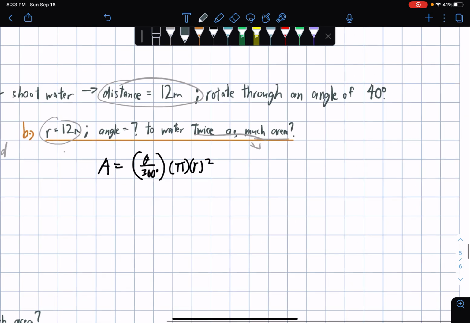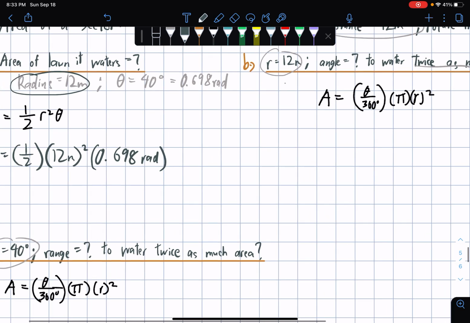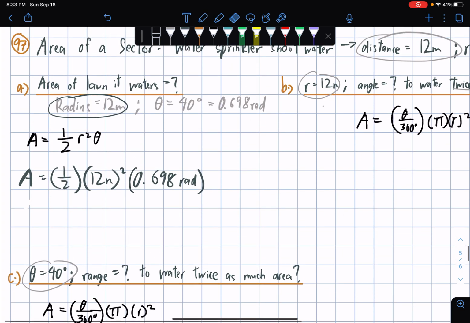Alright, let's go back to letter B. Actually, no, letter A. We haven't finished it yet. So, 1/2 times 12 raised to 2 times 0.69813170008. I just simplified it to 0.698. It's basically 50.27 meter squared. This is the final answer.